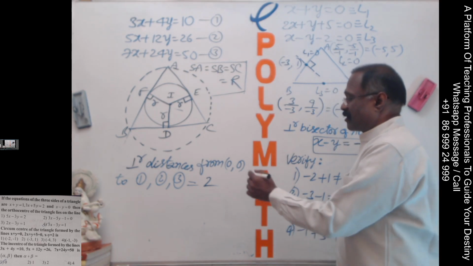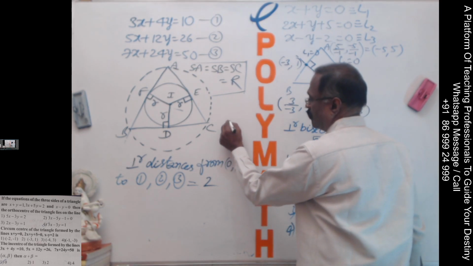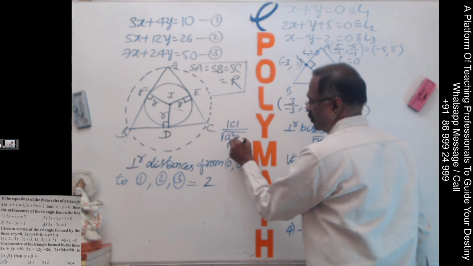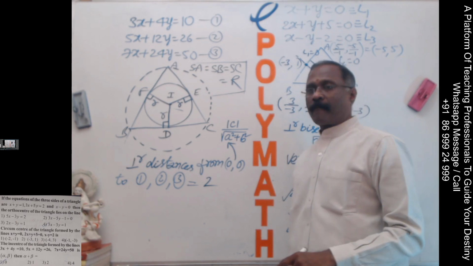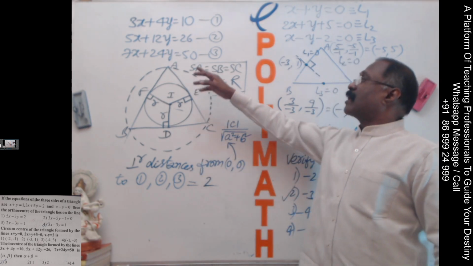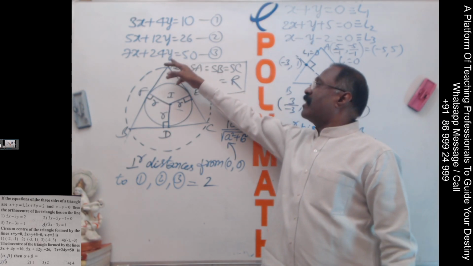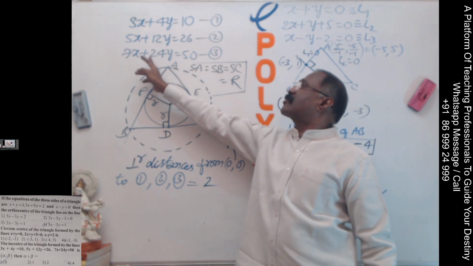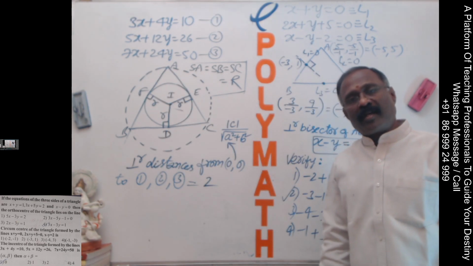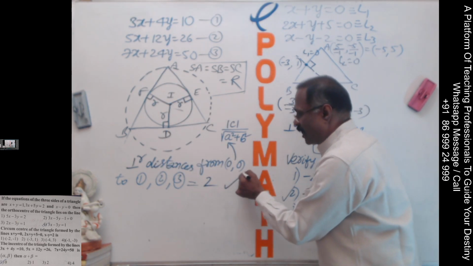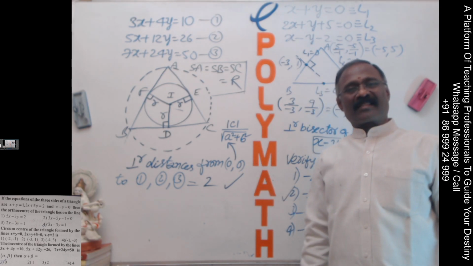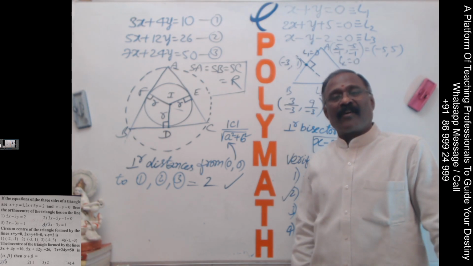What is the formula for this? Mod c by root over a square plus b square, the perpendicular distance from the origin to the line. Similarly, if you write this, mod c 50 by root over 625. 50 by root 625 means 50 by 25, it is also 2. So this is all equidistant from the origin. All the sides are equidistant from the origin.